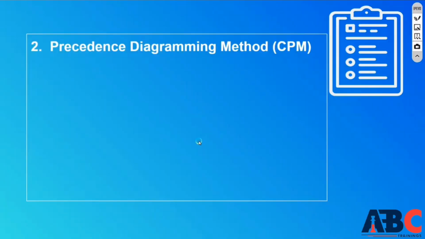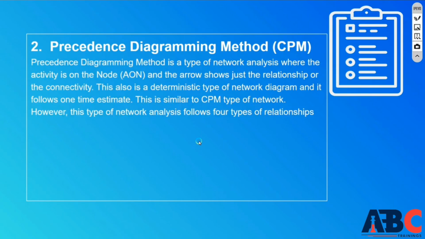After that comes the precedence diagramming method. This is also similar to CPM. The only difference is that in this type of diagram, one time estimate is given. In this type, you get 4 different methods which we have seen in the previous video. So in this, you have start to start, finish to finish, start to finish, and finish to start. These are the 4 methods which you can see in this type of diagramming method.